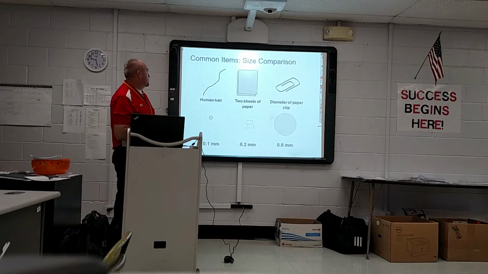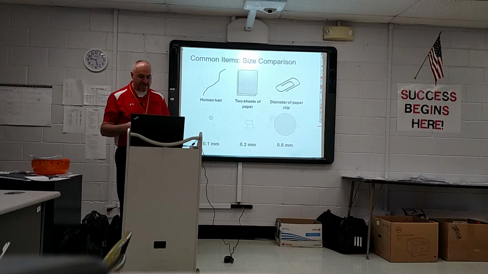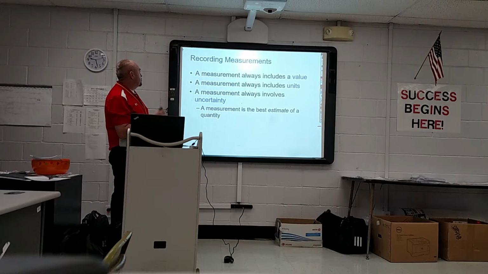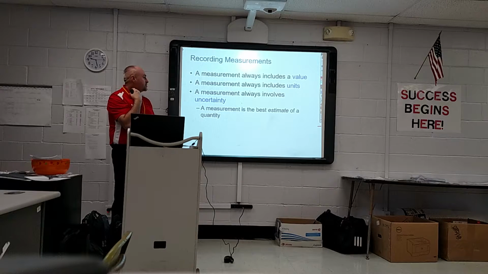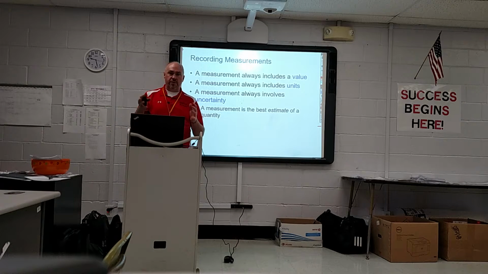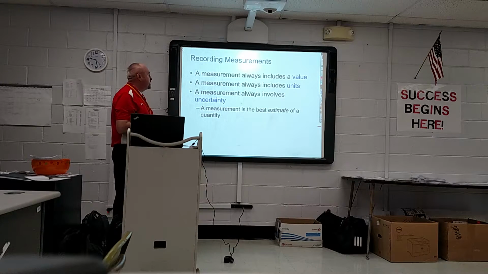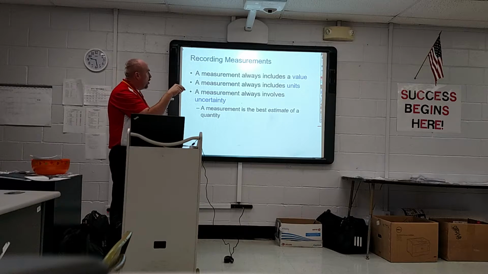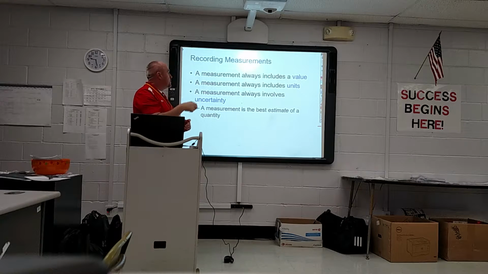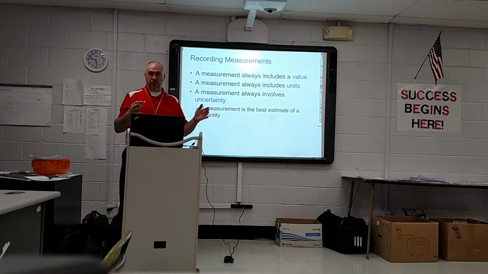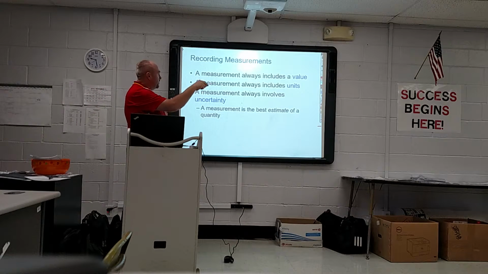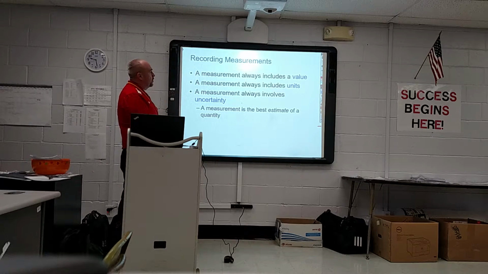And when you look at some common objects like that, it ought to help you to relate and understand this a little bit better. So let's talk about recording measurements. Because when you record measurements, whether that be on a drawing or in an activity that we'll do in just a few moments, there are some rules or guidelines, if you will, to help you to record the measurements correctly. First of all, a measurement always includes a value. What that means is the number. If it is going to be 2.00 millimeters, then the value would be that 2.00.